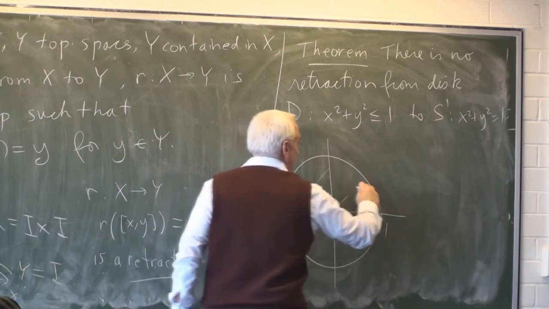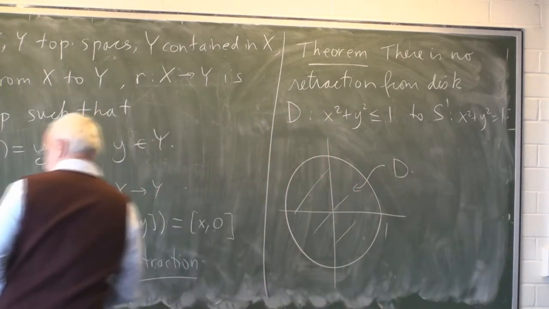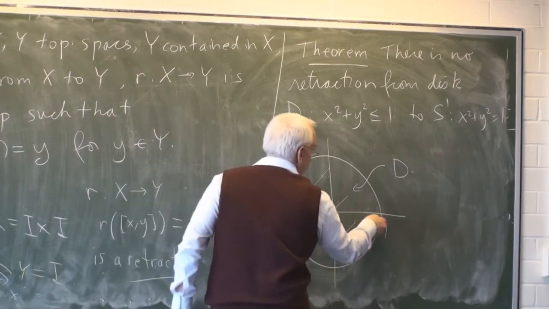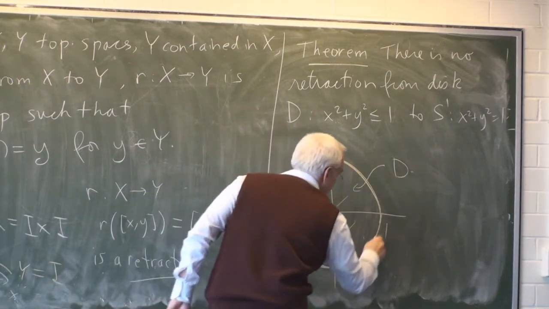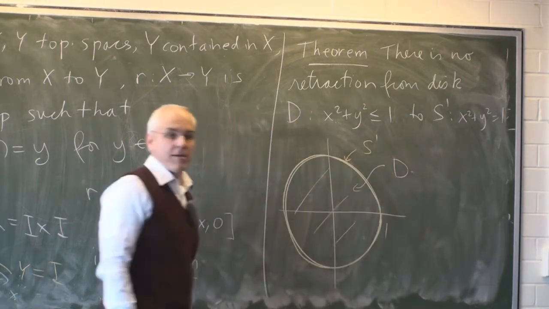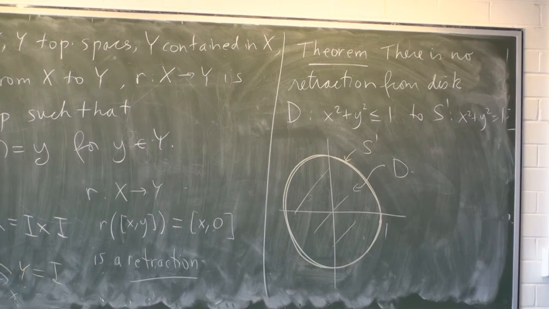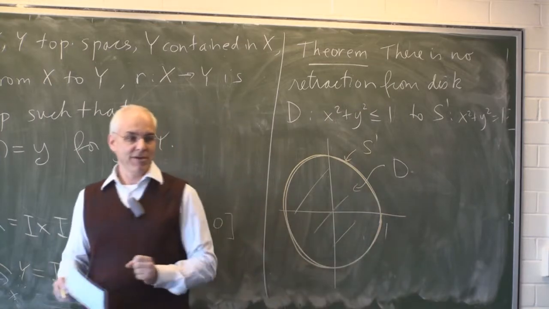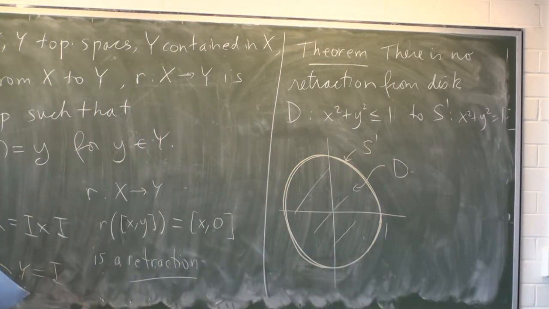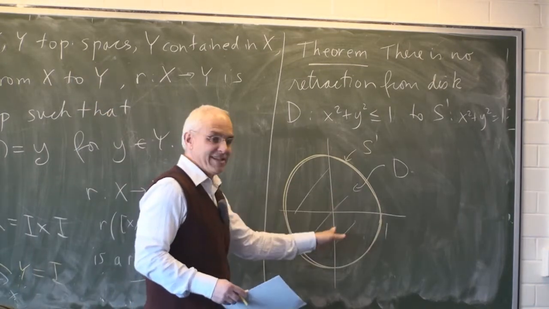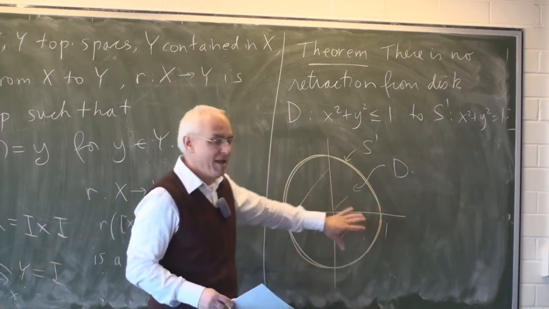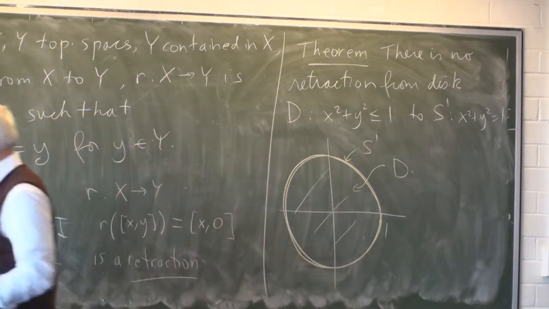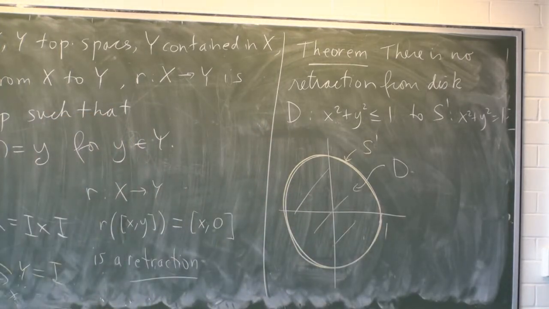All right, so there's our disk. And now the circle is just the boundary. And the claim is that there's no retraction from the disk to its boundary. No continuous map that leaves the boundary fixed and moves everything else to the boundary. Of course, you can do it if you do it non-continuously. You can kind of slice it and then sort of move things over. But if you want to do it continuously, it's impossible. So, proof.